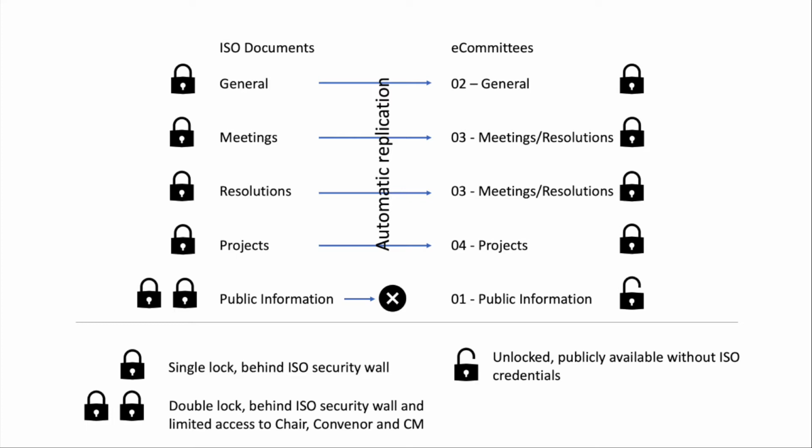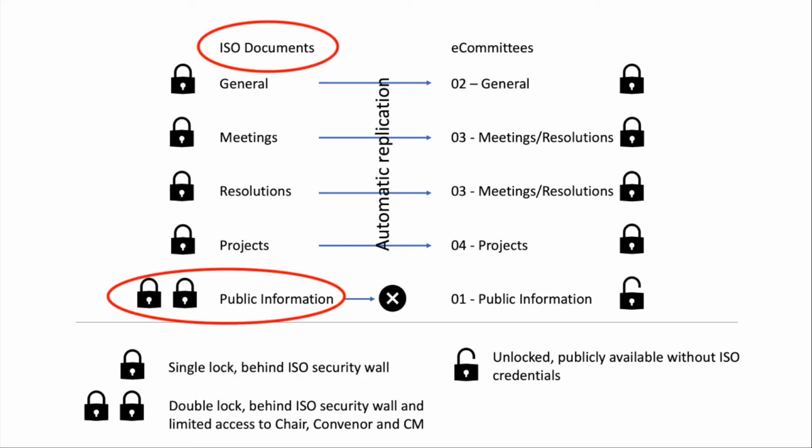The new ISO document system has a public information folder. Unfortunately, it's not only behind the ISO security layer, it's also only accessible by the group's chairperson, convener, or committee manager, so it's effectively double locked.